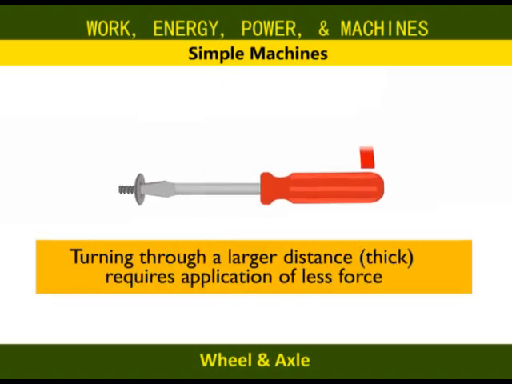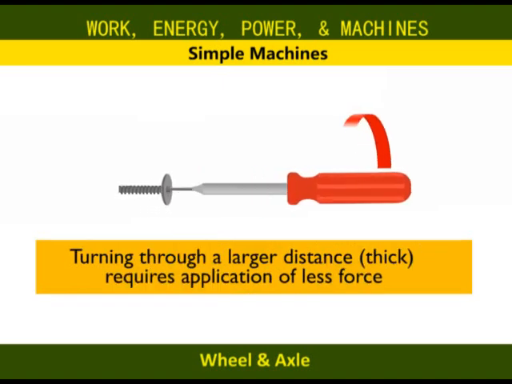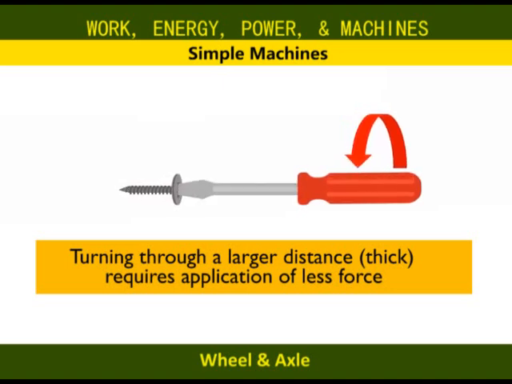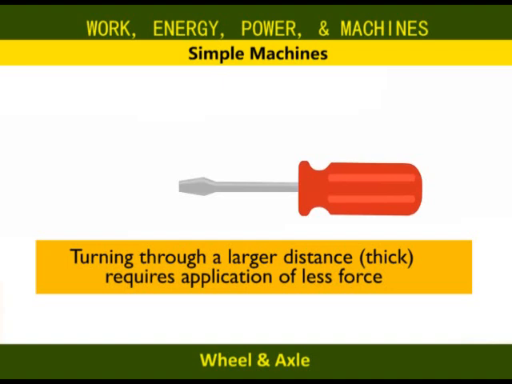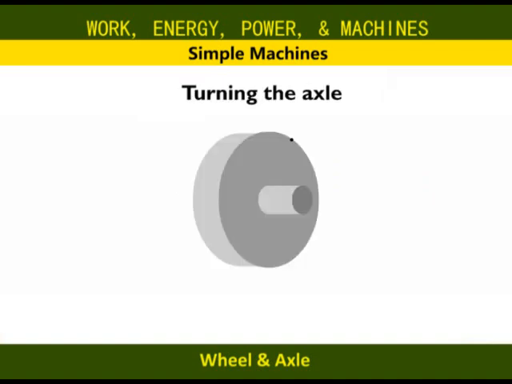It is, however, easier to open using a handle of a greater diameter. So if you want to apply less force, you apply the effort at the wheel rather than the axle, and we can use a wheel of a greater diameter depending on the task. When do we turn the axle instead of the wheel?